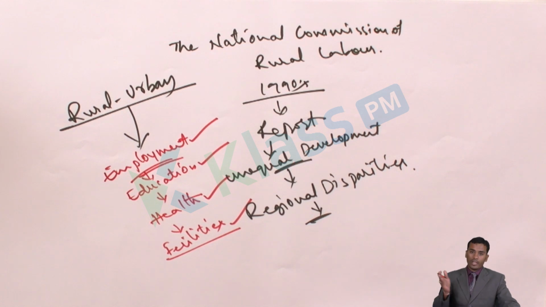When they come from rural areas to urban areas, they need to work in very odd jobs where they don't get any other facilities. Sometimes they may not even get work. Even if they get work, the pay may be very less. So like this, different types of problems are there.